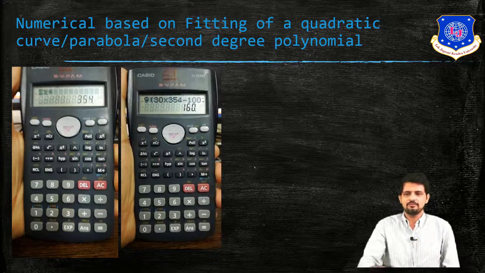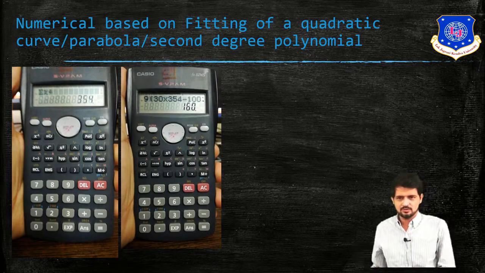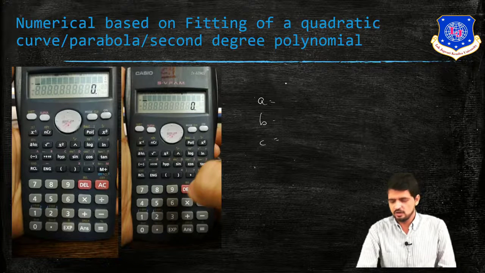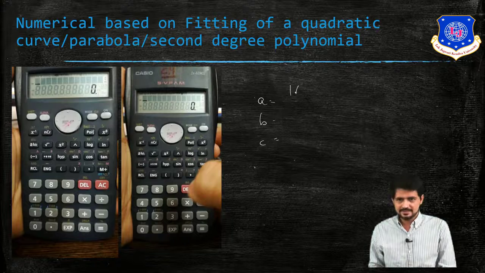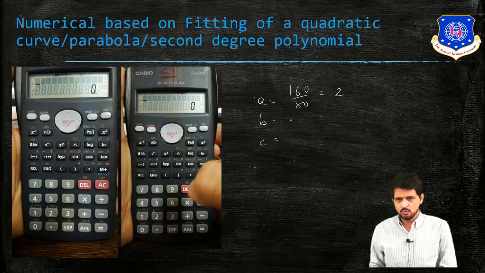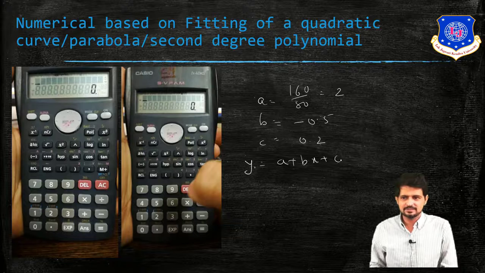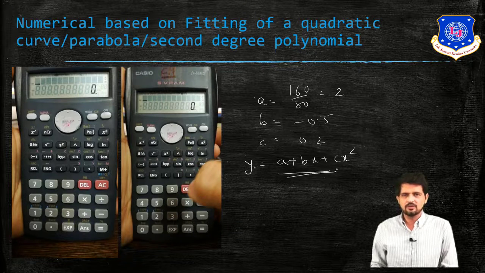By solving all of them you can get the values of a, b and c. The value of a will be 160 upon 80, that is 2. The value of b will be minus 0.5 and the value of c will be 0.2. And by placing all of these values in a plus bx plus cx square, you will get your final answer.